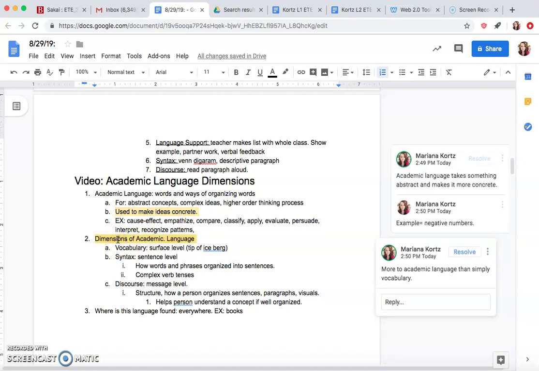And finally, the dimensions of academic language. Academic language includes vocabulary, syntax, and discourse. It is not simply vocabulary, as I stated before. Oftentimes we don't think of that syntax, that structure, or discourse, or oral or written discourse as being part of academic language. But all three of those include academic language.